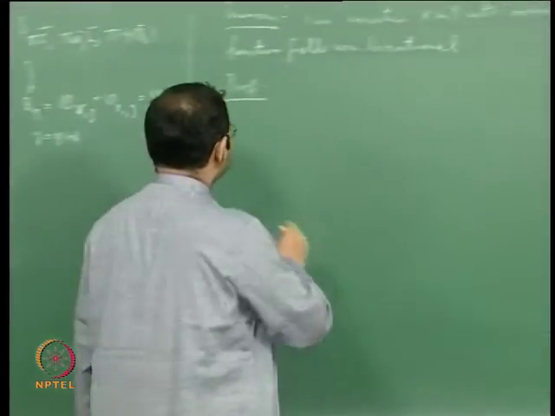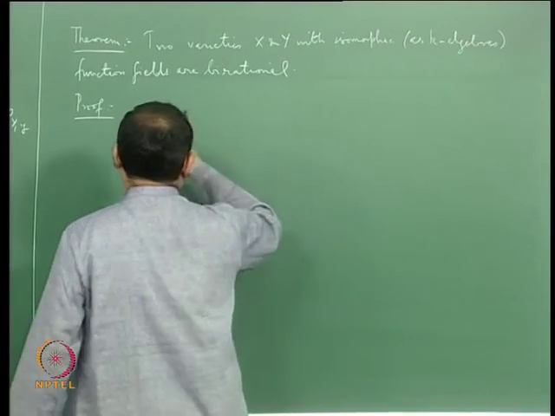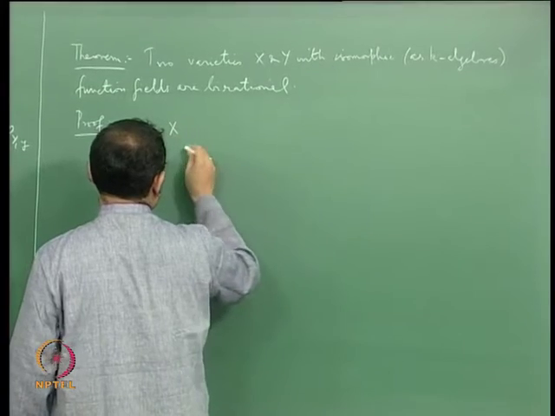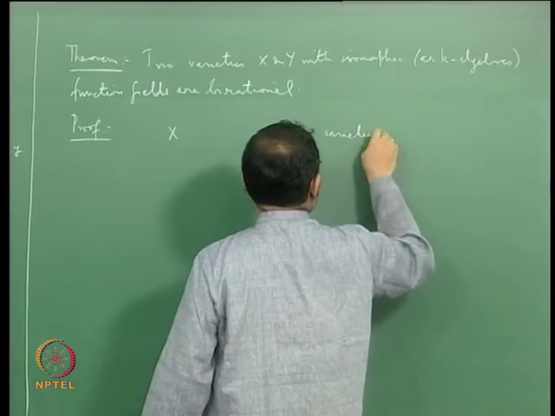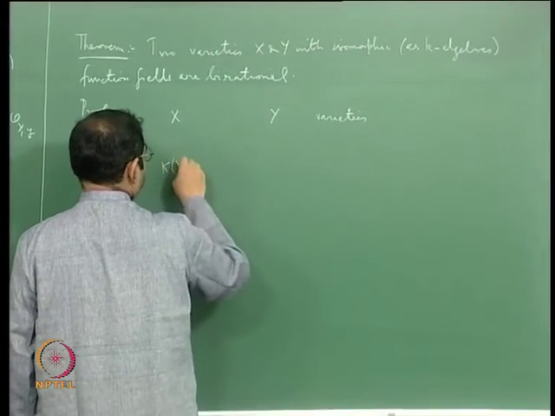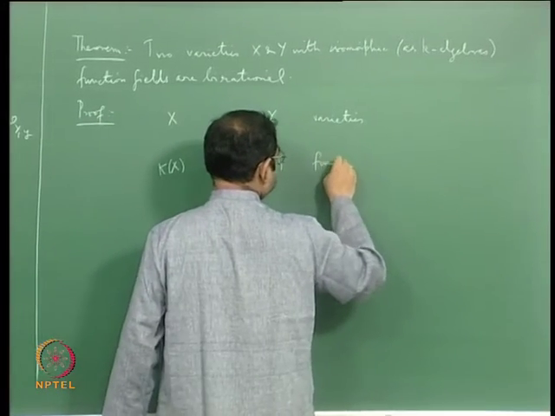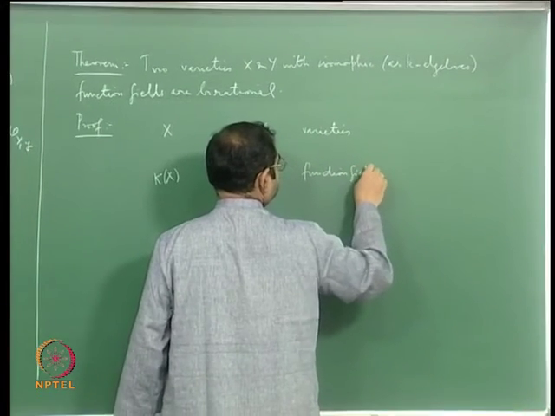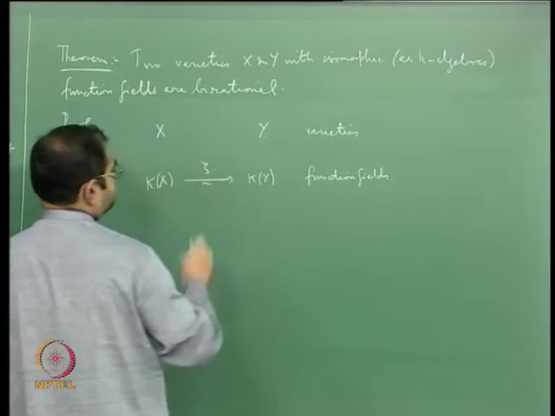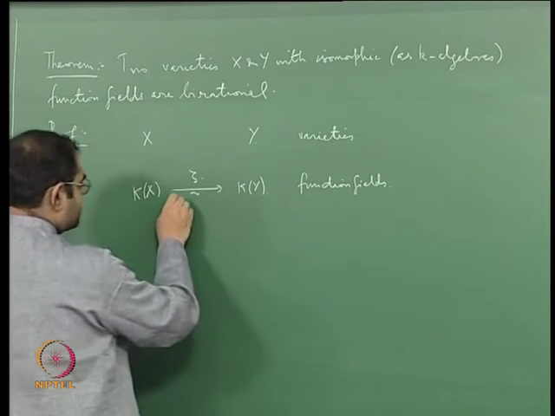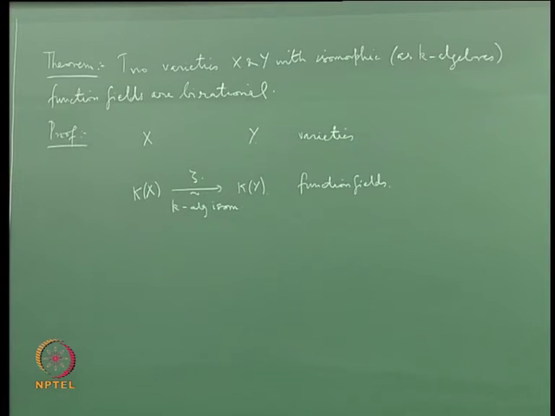So what you do is, you have X and Y, varieties, and I have KX and KY, they are the function fields, and I am given an isomorphism, let me call this zeta. This is a K algebra isomorphism. So I have a K algebra isomorphism between the function fields of two varieties.